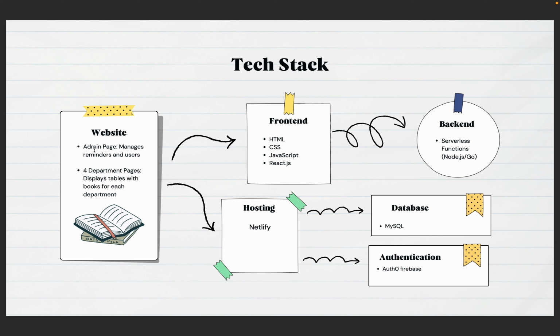The website mainly consists of an admin page, which has managers who can manage reminders and users, all the available users of the website, and then four department pages which display tables with books for each department. The user can query specific books from any table, which is directly connected to the database. And we added features like CRUD operations for the admin, so that he can add, update, and delete specific books, users, or reminders.